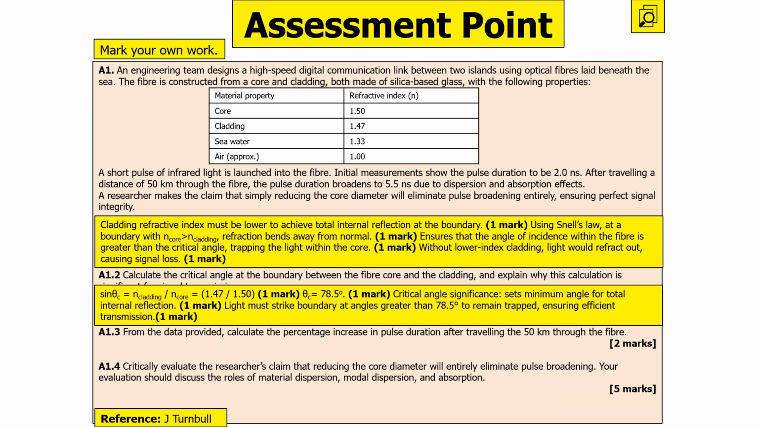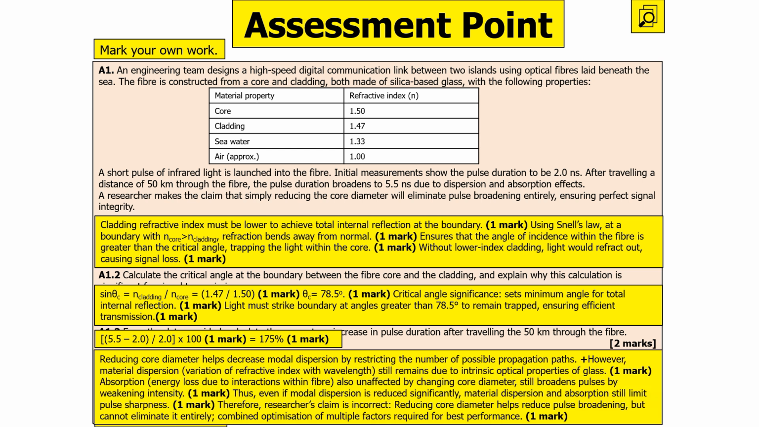Now we know sine of the critical angle is equal to n cladding over n core. So you work it through to be 78.5 degrees. Now the critical angle is significant as it's the minimum angle for total internal reflection. So light must strike the boundaries at angles greater than 78.5 degrees to remain trapped, ensuring efficient transmission. Now the percentage increase is going to be (5.5 minus 2) over 2 times 100, which is 175%. Next, we know reducing the core diameter helps decrease modal dispersion by restricting the number of possible paths.